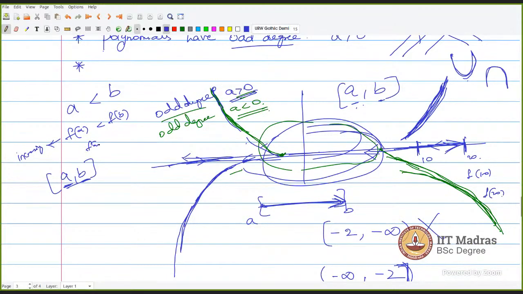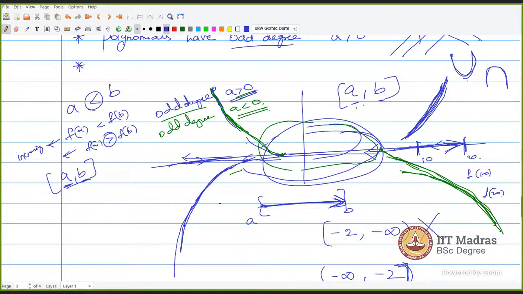If f of a is greater than f of b, it is decreasing. If you are getting the opposite sign, then it is decreasing. If you are getting the same trend, meaning when x is increasing your function value is also increasing, then it is an increasing function.